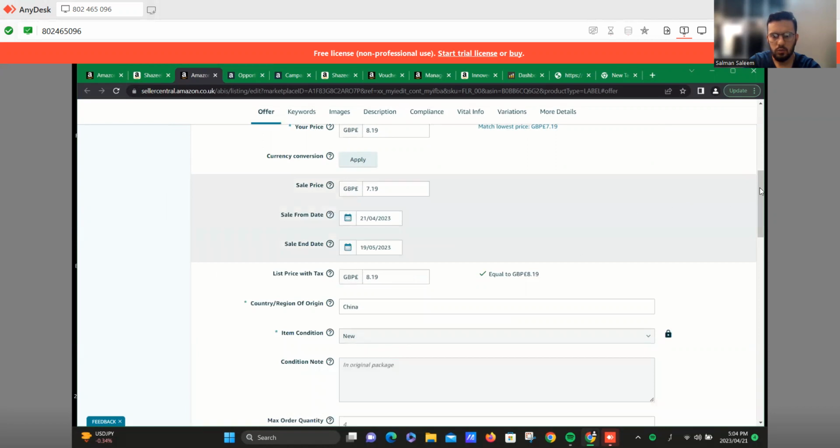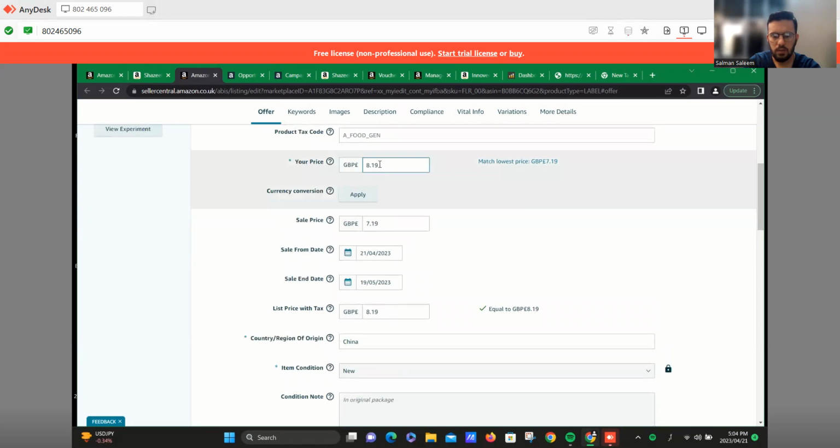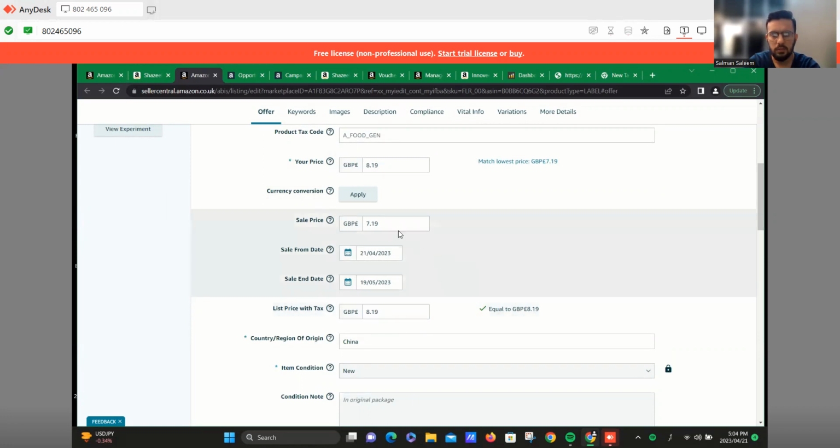There we go. You just have to do this. Your price and your list price with tax must be the same prices, 8.19 or whatever it is. And your sale price must be lower than both of these. Put the sale start date and sale end date. And you are good to go.